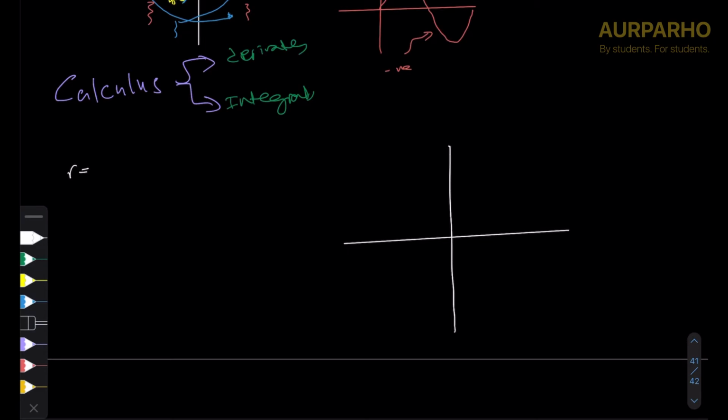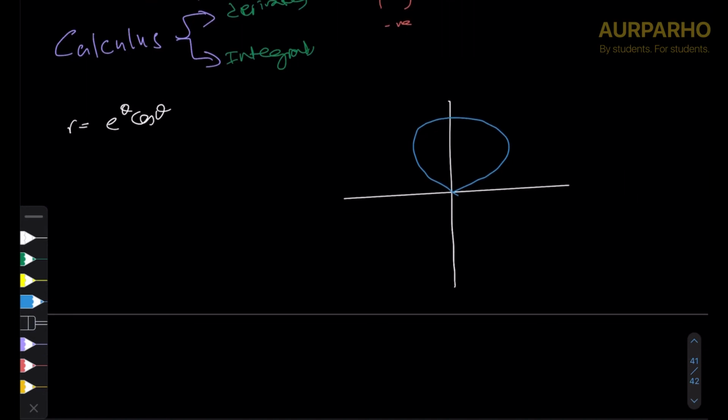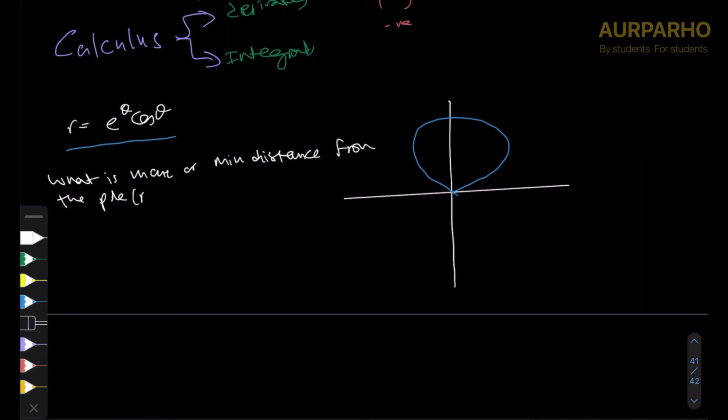For example, if you have r equals e to the theta cos theta, right? It might look something like this. I don't really know right now. It will probably look something like this maybe. But anyways, for example, if you're given this and they ask you what is the maximum or minimum distance from the pole, or just r, right? So they're asking you maximum or minimum values of r, and if you're coming from calculus you probably have a hint where you're going with this, right?